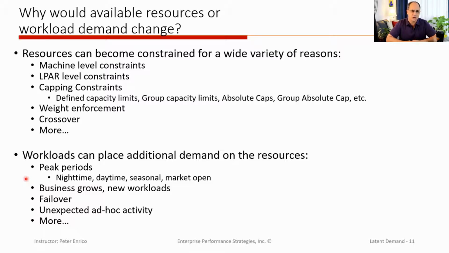Workloads can also place additional constraint on the resources themselves. So as I said, it's not just that we don't have enough resources. It could be that the workloads changed for some reason. And this is the typical example where we have peak periods of time, where we have nighttime peaks and daytime peaks. We have seasonal peaks. We have market open peaks. It could be that the workload grows. It could be that you have new workloads. It could be because of failover. One machine fails, and for whatever reason, you're temporarily running the work on this machine or this particular capacity. There could be unexpected ad hoc activity. There's lots and lots of reasons why we have more workload. And rescheduling is another reason. Sometimes we reschedule workload to different periods of time.